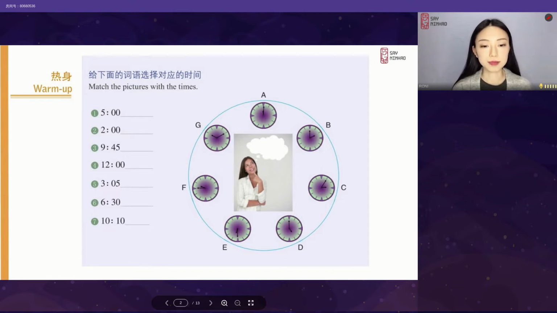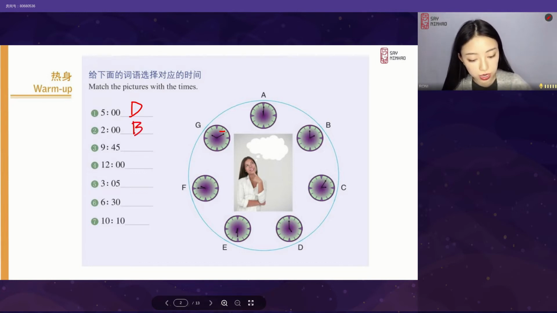Okay, time's up. Now let's see. First one is 5 o'clock. In Chinese, it is 5点. Okay, 5 o'clock is the D. Next one is 2 o'clock, which is 2点 in Chinese. Okay, 2点, which is the second one, B.